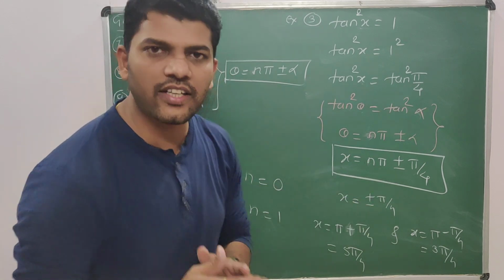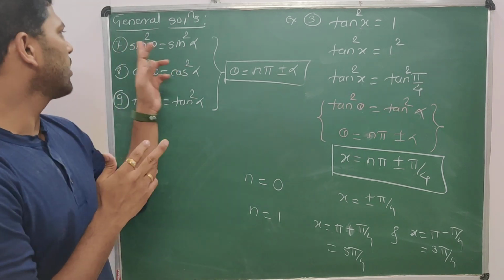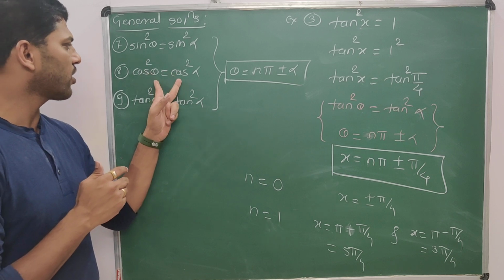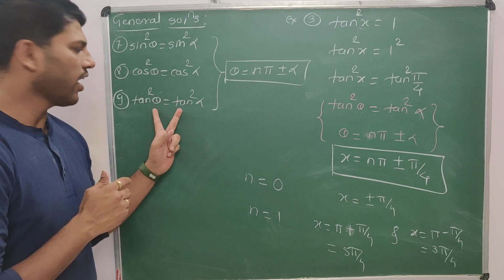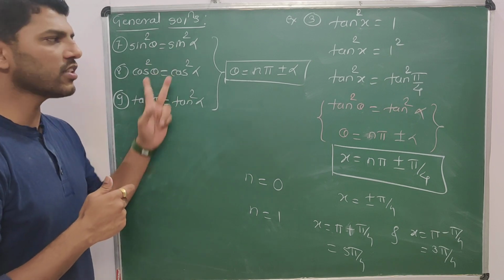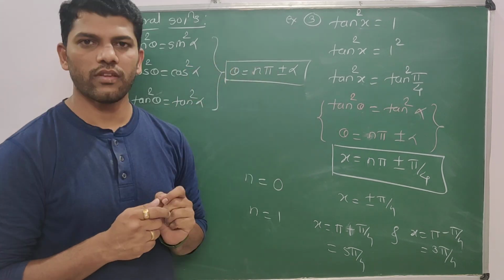So that's all friends. This is all about the three cases of general solution. Case number 7, 8 and 9. Sin square theta equal to sin square alpha, cos square theta equal to cos square alpha, and tan square theta equal to tan square alpha. And the simple trick is all these three structures possess the same solution.